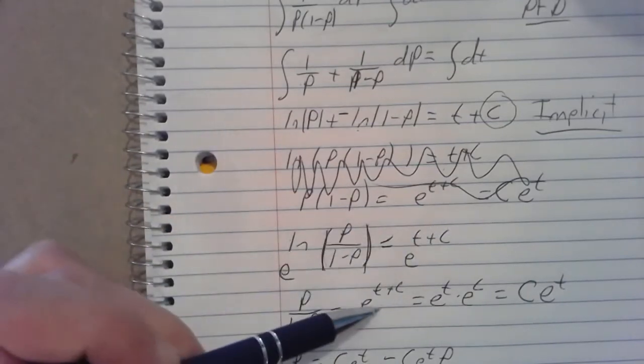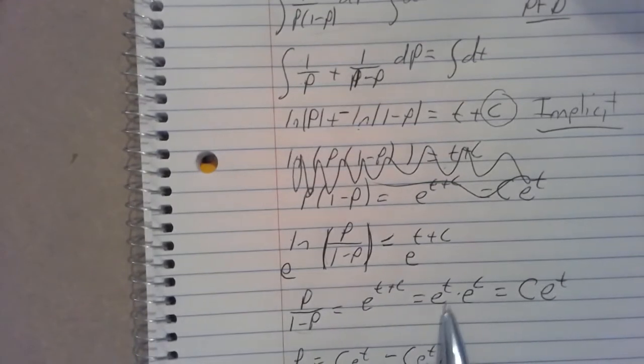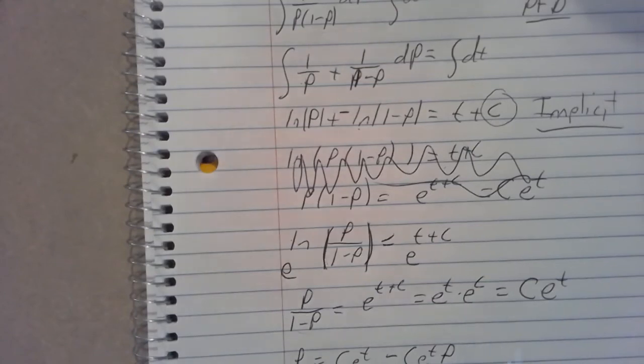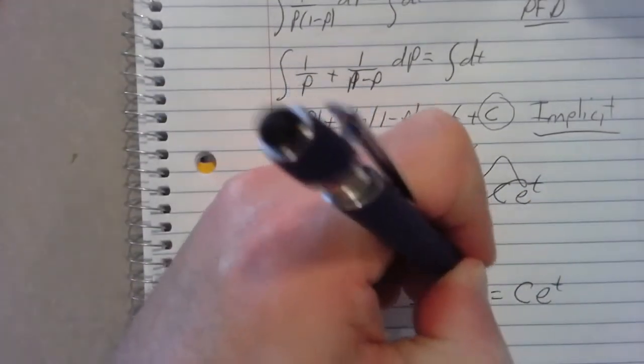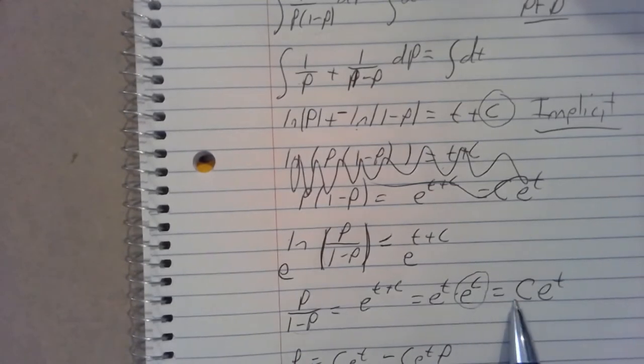And just like we did in the last video, e to the t plus c could be rewritten as e to the t times e to the c. Well, that's just a new constant of integration. We're going to absorb that together and give it a new name if it makes you feel comfortable, but I'm just calling it c. Technically, that c and that c are different. It doesn't matter.